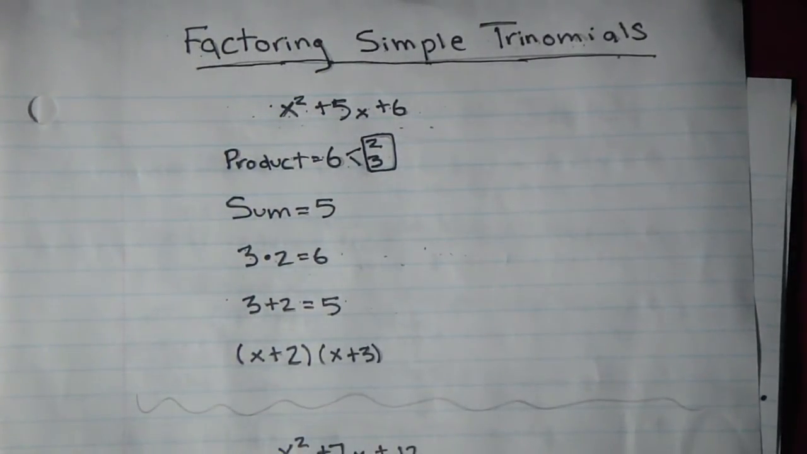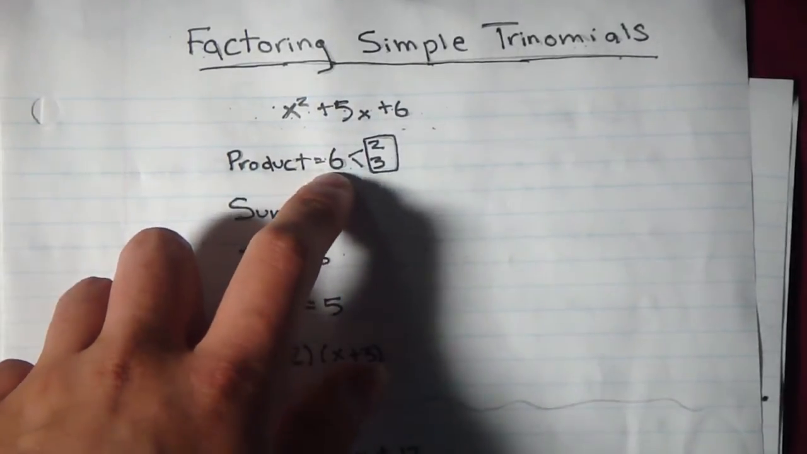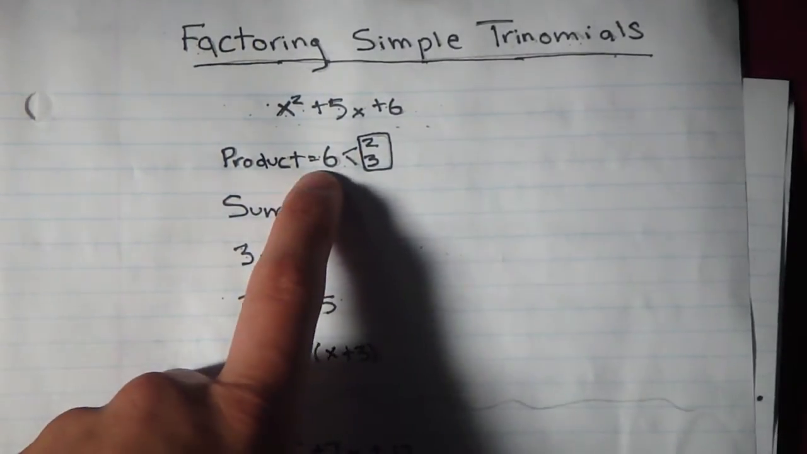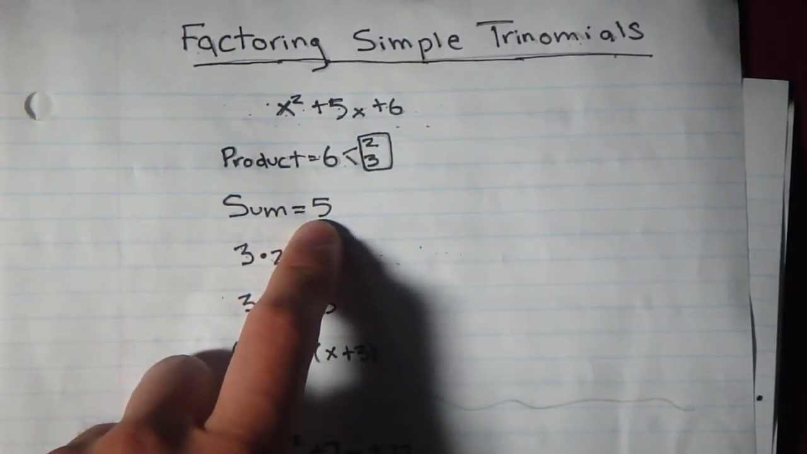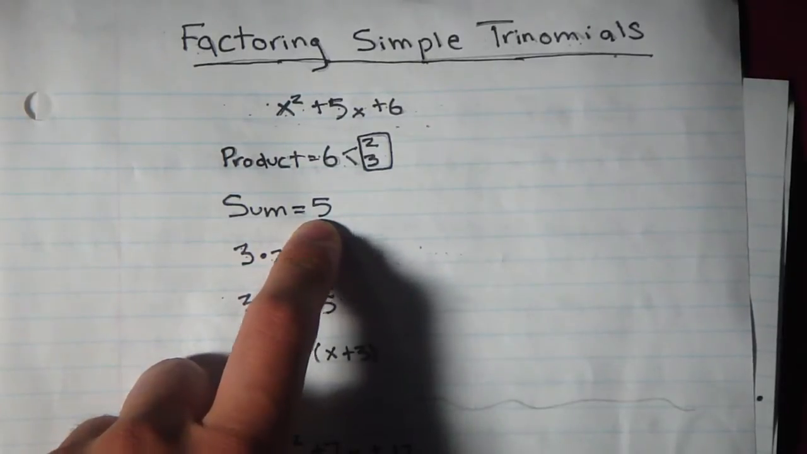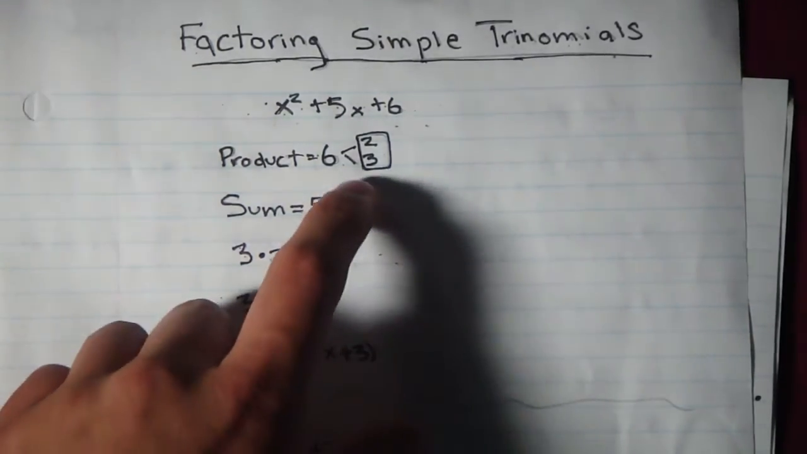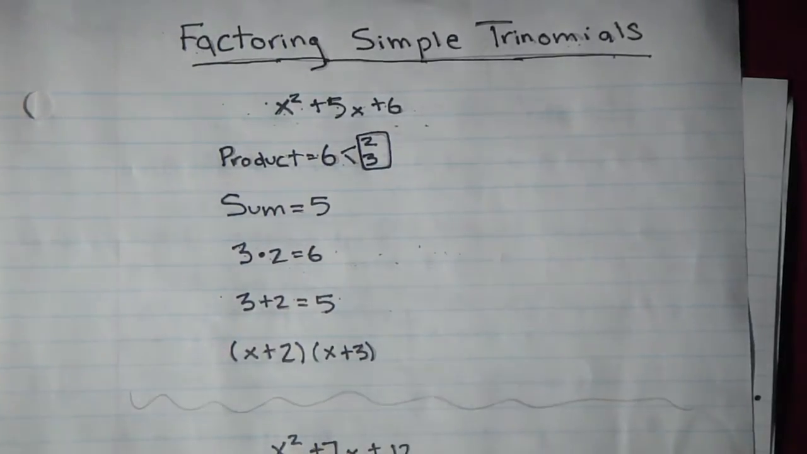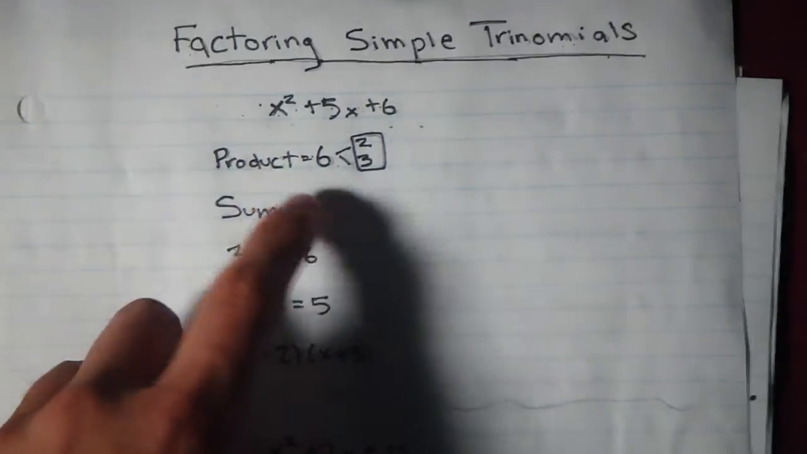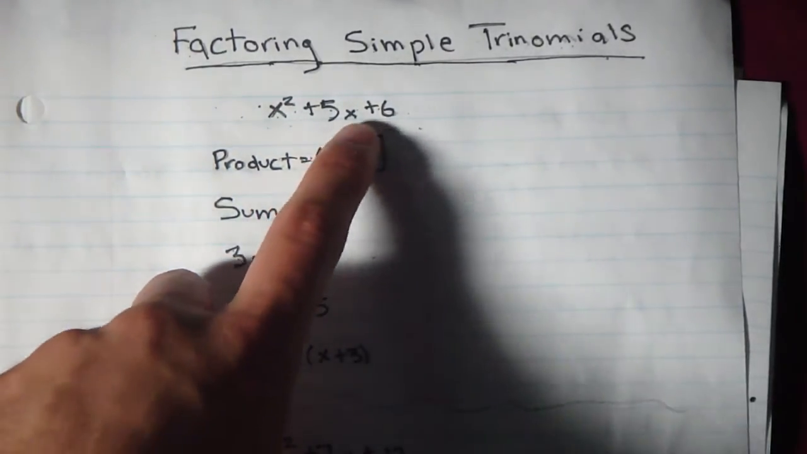Now, to solve this, we have to find 2 numbers that will multiply to give us 6 and that will add to give us 5. And in this case, the numbers are 3 and 2. And I got those numbers by finding out the factors of the product.